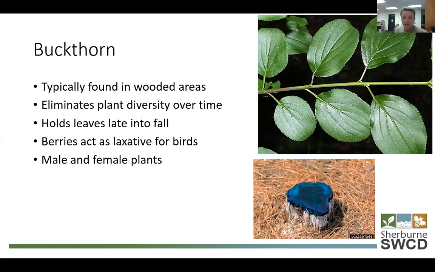So personally, I'm not as big of a fan of the buckthorn baggies because I've just seen the trees grow right around the bag. However, if you go to the websites of these products, they obviously will show you how effective they are. So that's kind of up to your discretion and how you want to manage your own property.